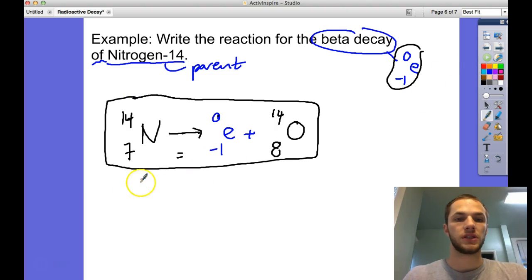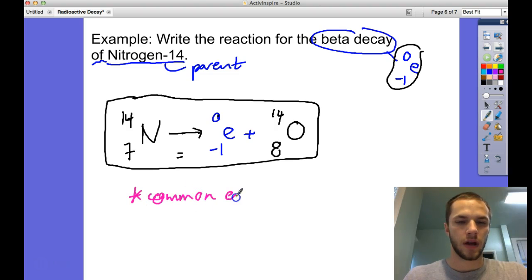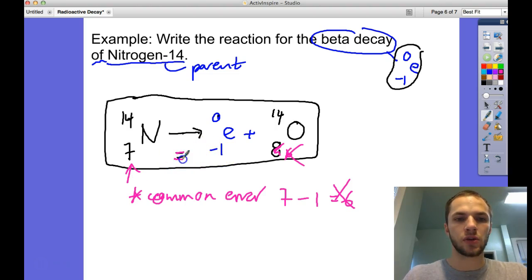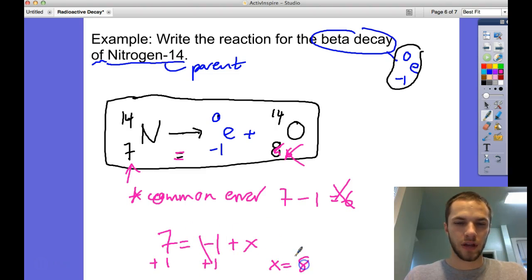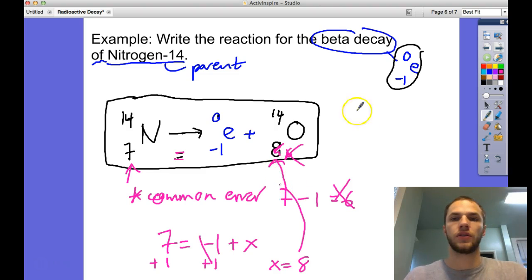You want to know the most common mistake that students make? Common error is they just take these numbers and they do 7 minus 1 to get the atomic number of 6 here. That is wrong. Don't fall into the trap of whatever you start with in the parent, you just subtract. Think of it as an equal sign. 7 is equal to negative 1 plus a number. 7 is equal to negative 1 plus x. So if you thought of it algebraically, to get x by itself, add 1 to both sides. So you would be left with x equals 8. That's how we arrived at this. So watch out for that trap.